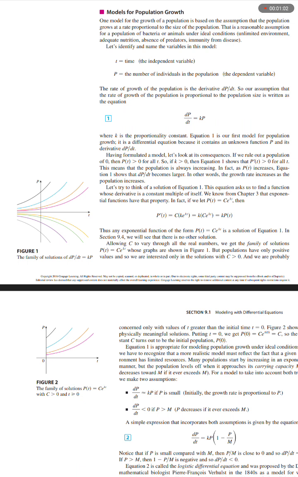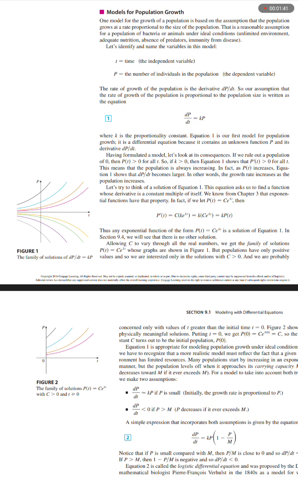So our assumption that the rate of growth of the population is proportional to the population size is written as equation 1: the derivative of P with respect to t equals kP, where k is the proportionality constant. Equation 1 is our first model for population growth. It is a differential equation because it contains an unknown function P and its derivative of P with respect to t.